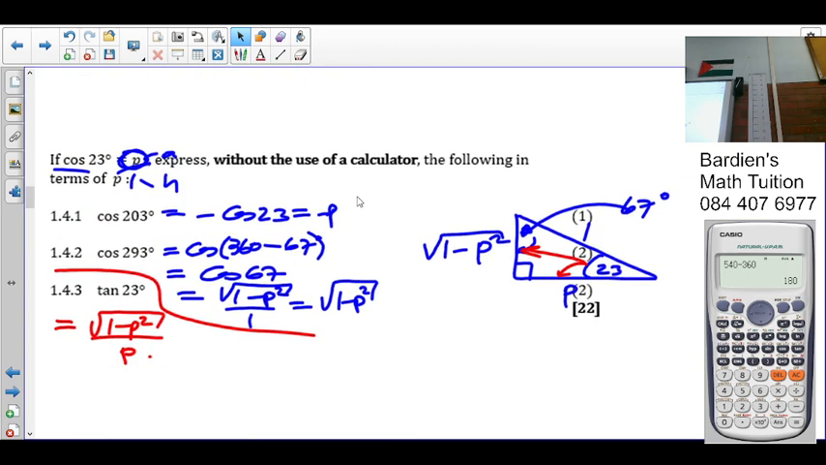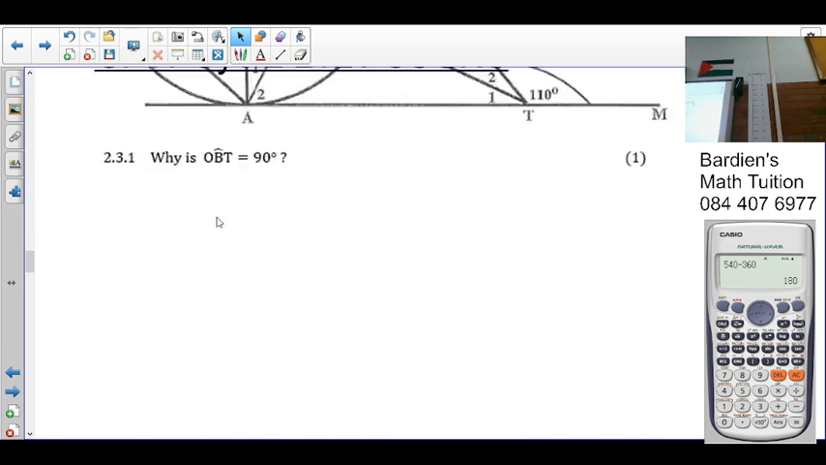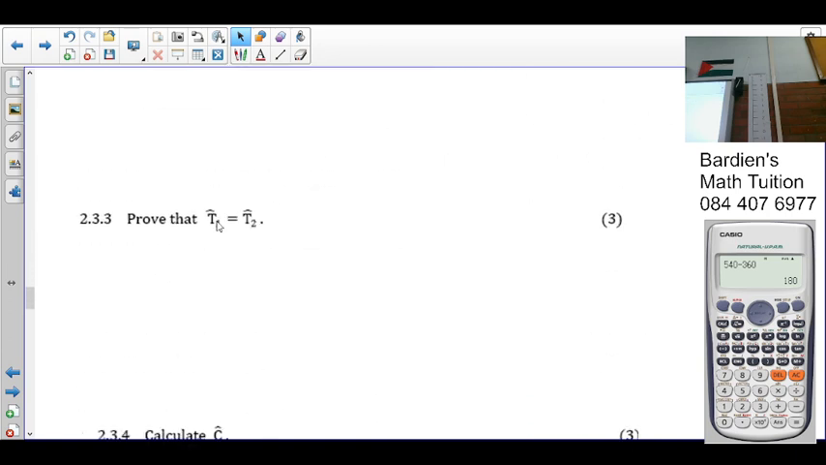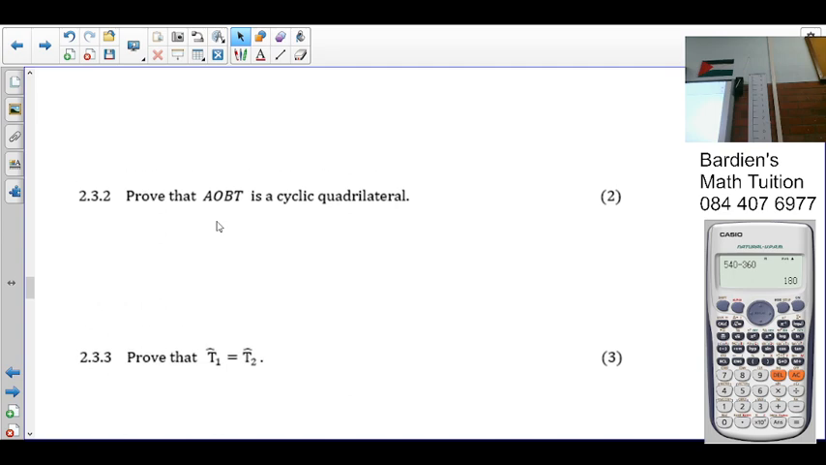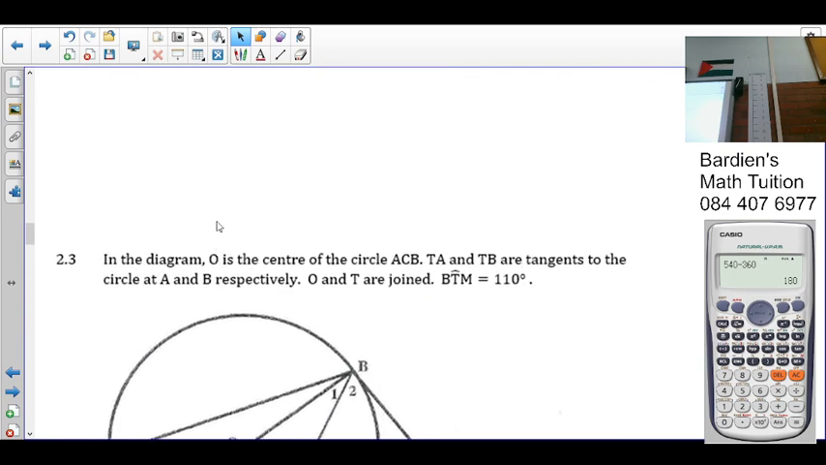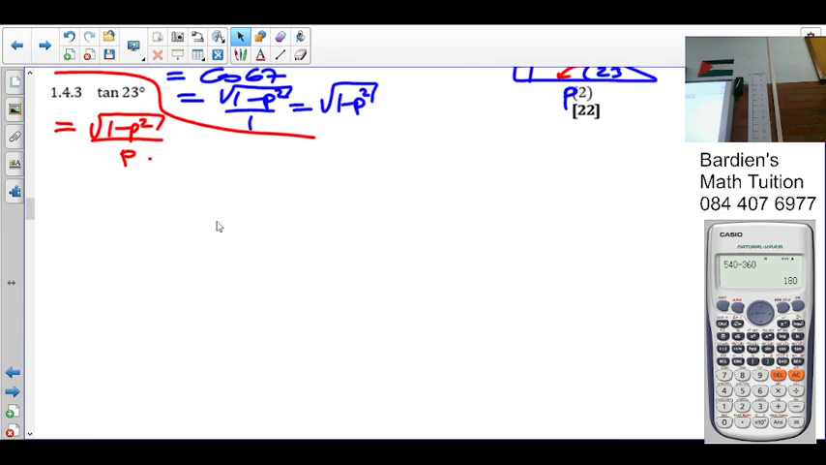2.3. I think I'm missing something. What am I missing? Let's get the paper. See what am I missing. 2.1. Complete the following theorem. Opposite angles of a cyclic quad are supplementary. The opposite angles of a cyclic quad are supplementary.